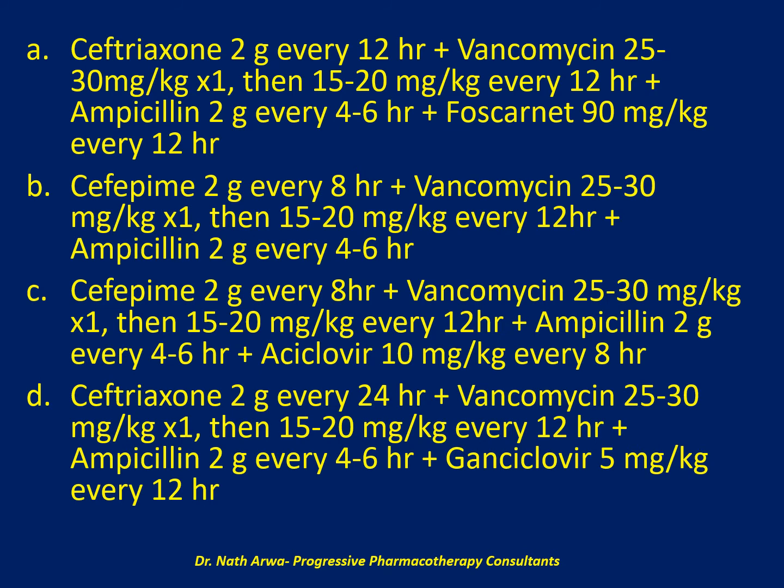Or would you settle for D, ceftriaxone, 2 grams infused once daily over 30 minutes plus vancomycin loaded at 25 to 30 milligrams per kilo, followed by a maintenance dose of 15 to 20 milligrams per kilo twice daily, both infused over 2 hours, plus ampicillin dosed at 2 grams infused every 4 to 6 hours, plus ganciclovir dosed at 5 milligrams per kilo twice daily? I'll give you 10 seconds to ponder over it and choose the correct regimen.